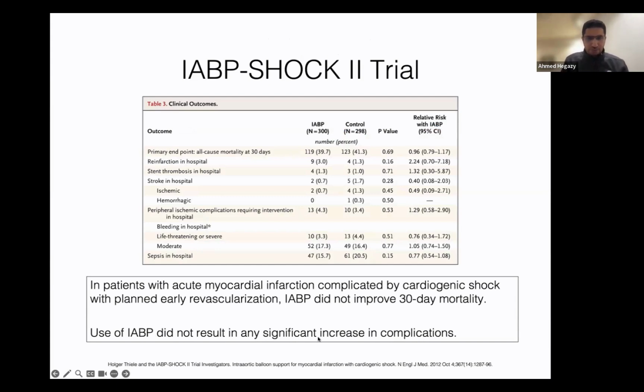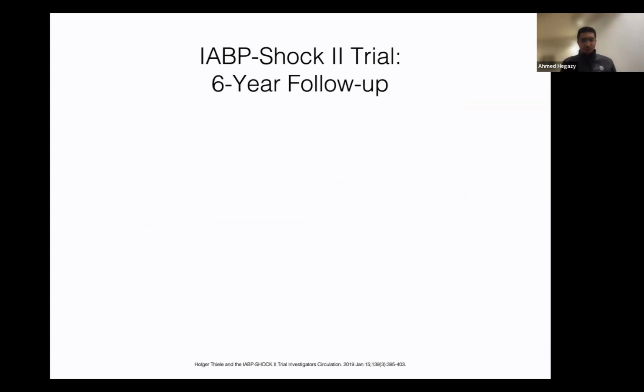So that was the IABP-SHOCK II trial. And since this trial came out, balloon pumps in the setting of cardiogenic shock and acute MI moved from a category 1 indication to a category 2 potential indication. So it's a case-by-case basis. It basically moved down the recommendations.